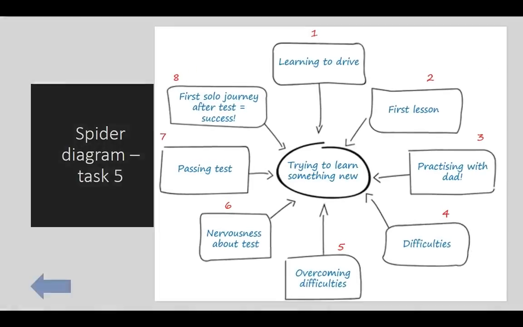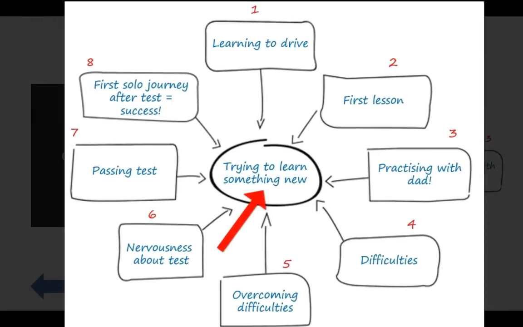So here's our spider diagram. You can see in the centre there we've got the topic, trying to learn something new, and I've gone round clockwise. So I'm going to start with learning to drive. That's going to be the thing that I'm going to write about. I'm going to write about the first lesson, practicing with my dad, the difficulties I had, how I overcame those difficulties, then the nervousness about taking the test, passing the test, and then my first solo journey.